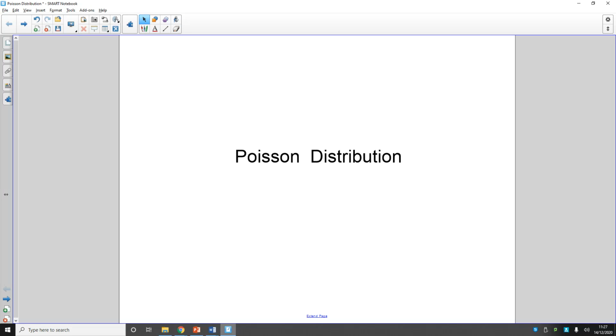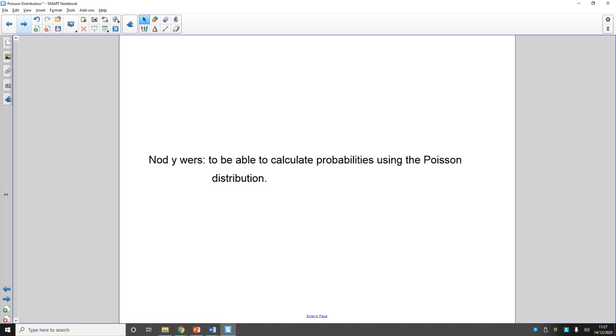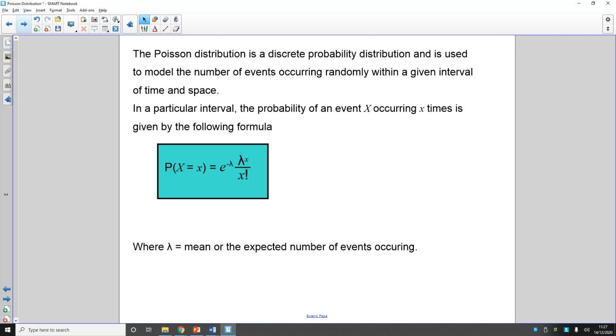Welcome to today's lesson on the Poisson distribution. In today's lesson, we are going to look at how we can calculate probabilities by using the Poisson distribution.